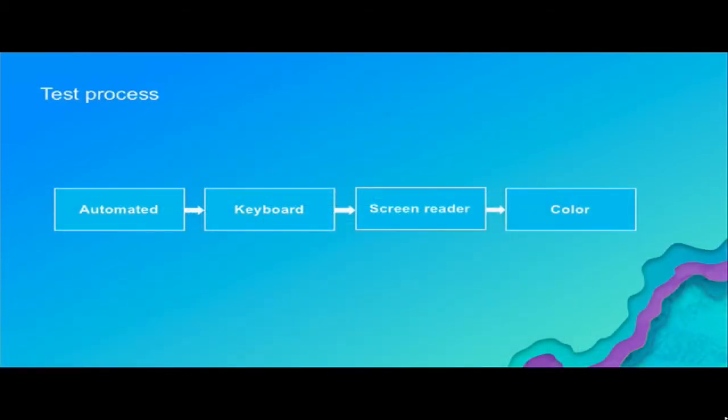So this is the test process. I usually start with the automated test, and then I do keyboard test, screen reader test, and then finally I look at the color again.